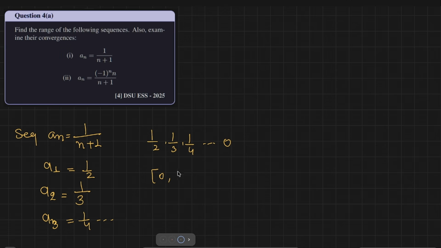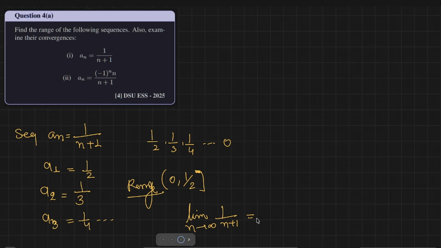So this will be from 0 to 1 by 2. 0 will not be included, and 1 by 2 will be included. This is the range of the sequence. I'm using the word series, that's wrong, it is a sequence, sorry. Now convergent, of course, it is convergent because the limit as n tends to infinity of 1 upon n plus 1 is going to be 0. If it is finite, then it is convergent.